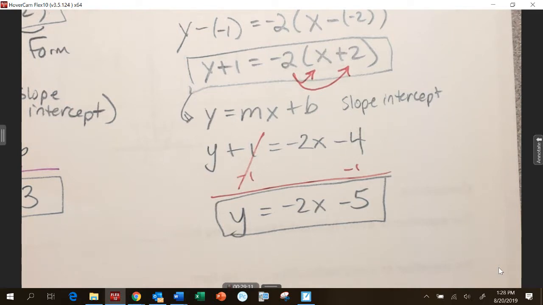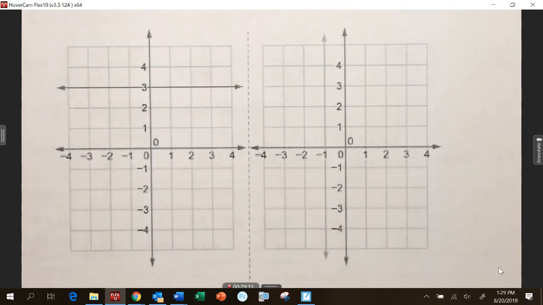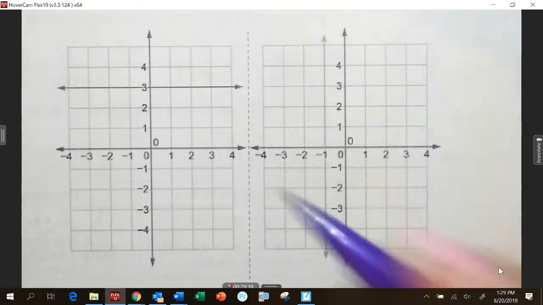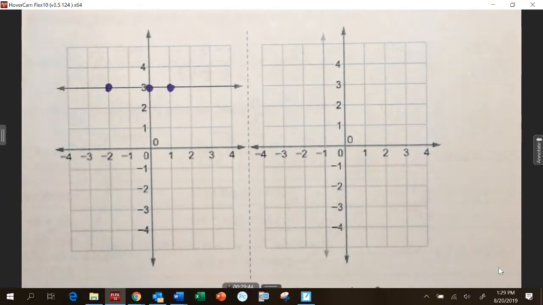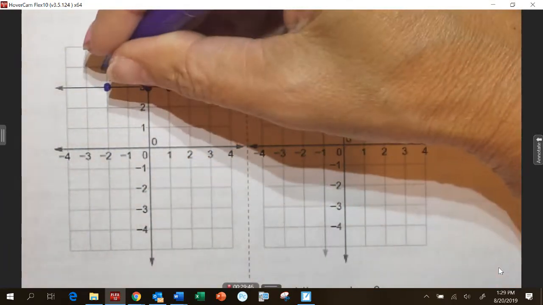It says exploration, plot and label these points. Hold on, I'm reading upside down. Plot and label 3 points. Oh yeah, the lines are already there. You just need to find 3 points that it passes through. I'm going to find 3 points, the ordered pairs that this line passes through. It can be any 3 points you want. And then it says label them.